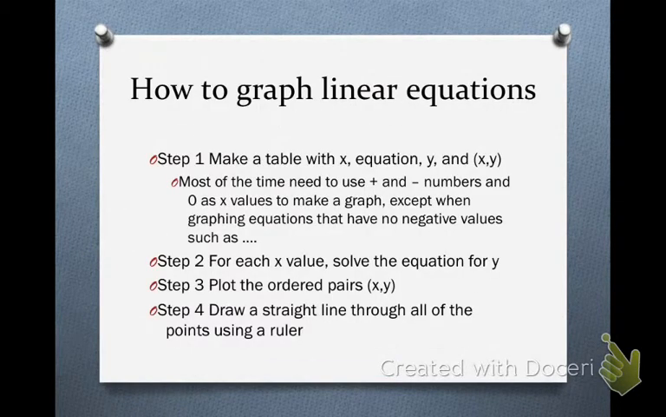I now need you to copy down the steps for graphing linear equations. Step 1, you're going to make that table like I just showed you with your x in the first column, your equation in the second, y in the third, and your xy in the fourth. Most of the time you're going to use positive and negative numbers and 0 as your values to make your graph, except when graphing equations that have no negative values, such as, I showed you the water tank example. Well, we can't have negative time, therefore we wouldn't use negative numbers.